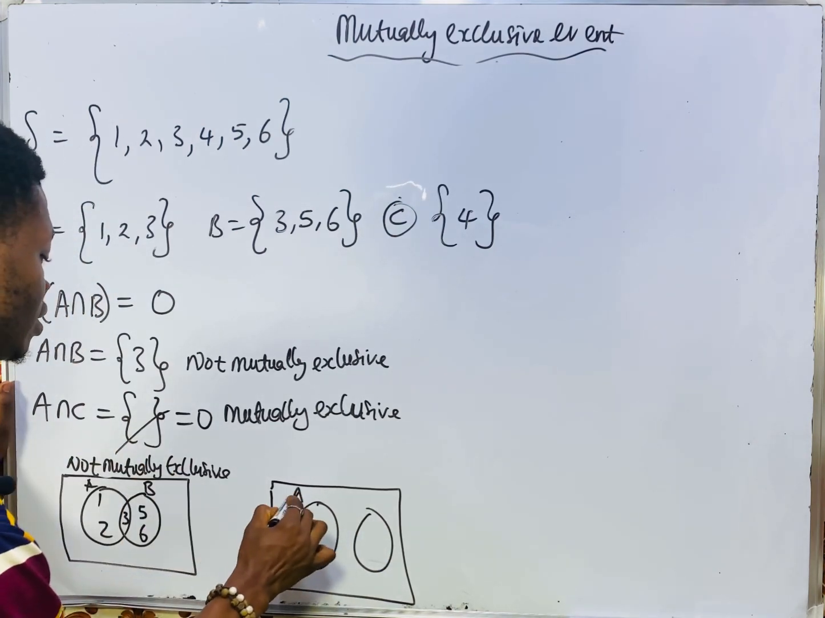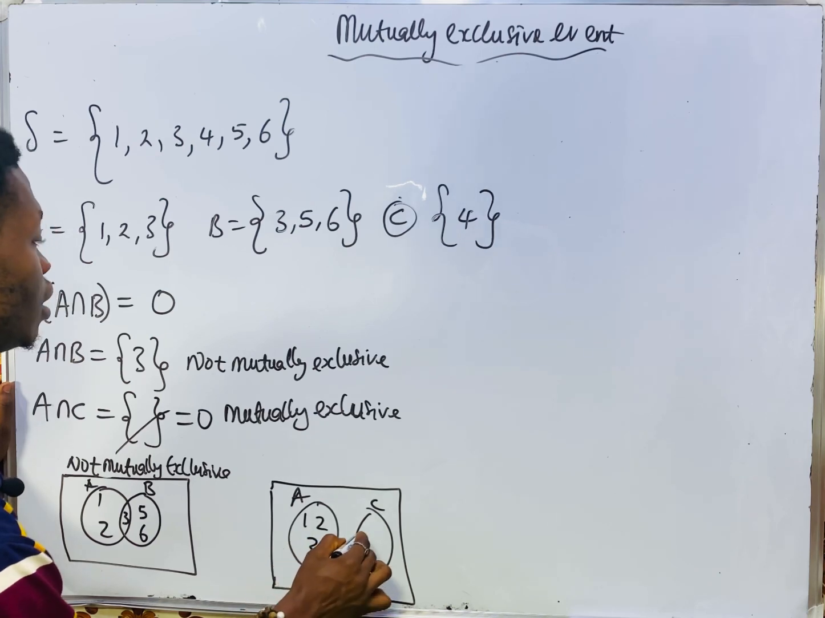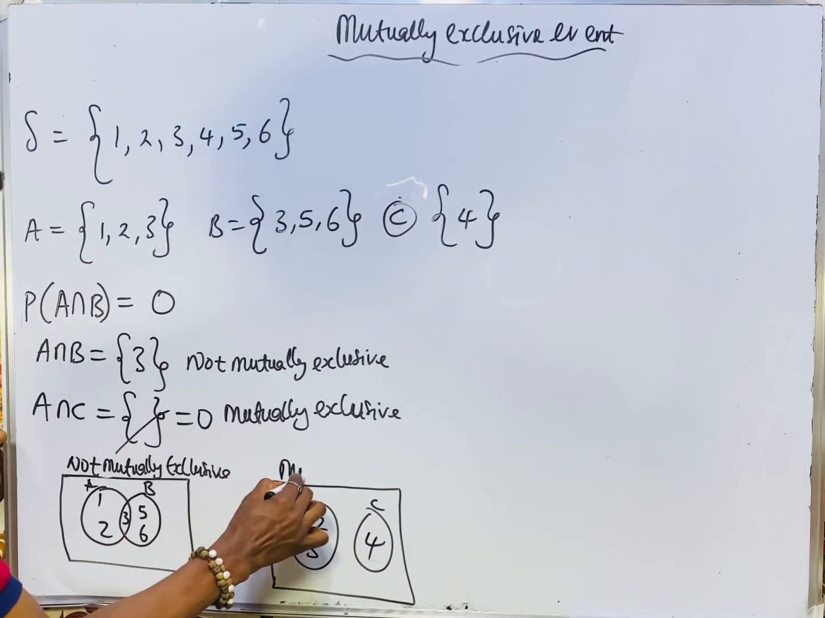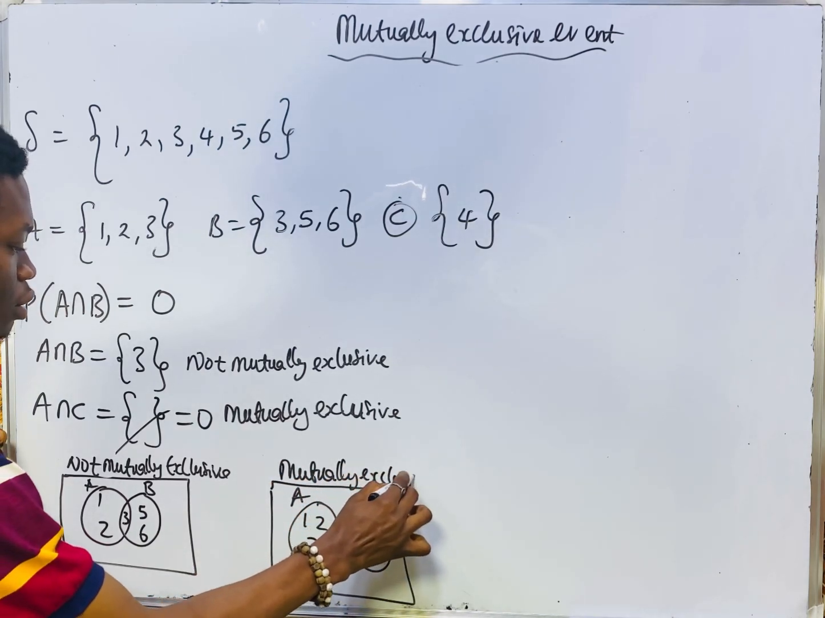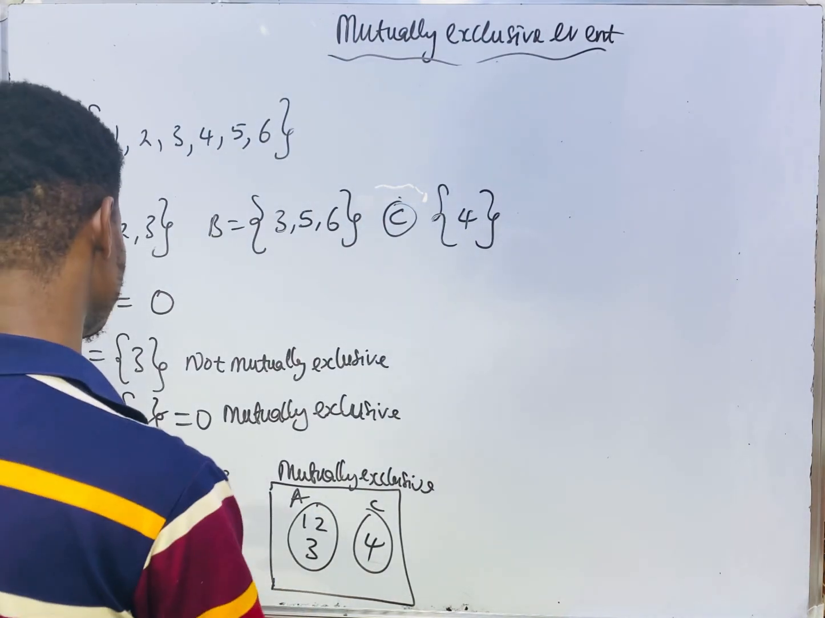So let's check this one. A and C. Our A is 1, 2, 3. Our C is 4. So this one is mutually exclusive because they don't have any intersection. Their intersection is 0.